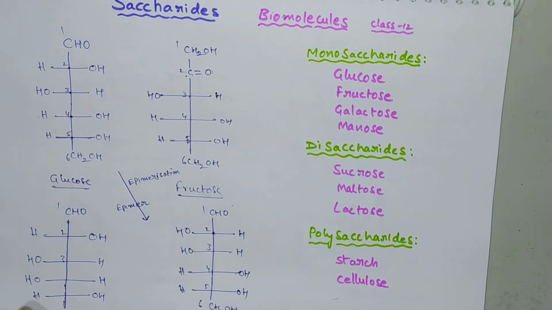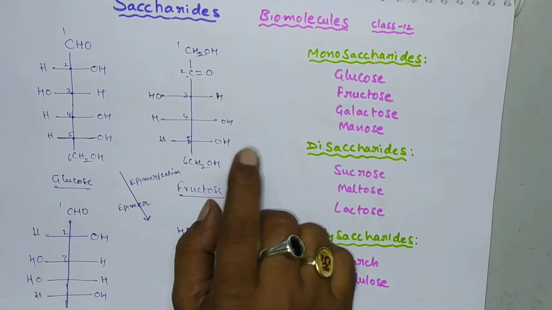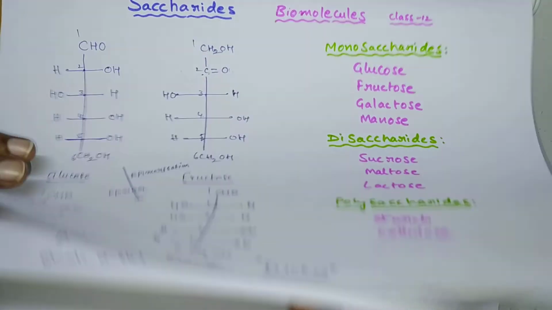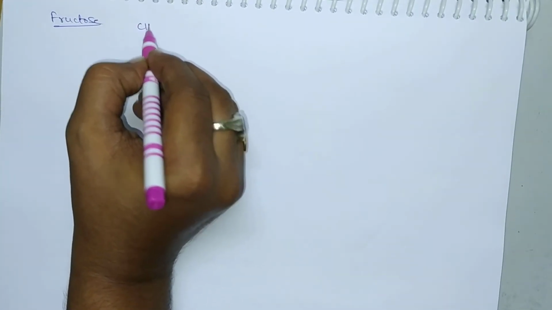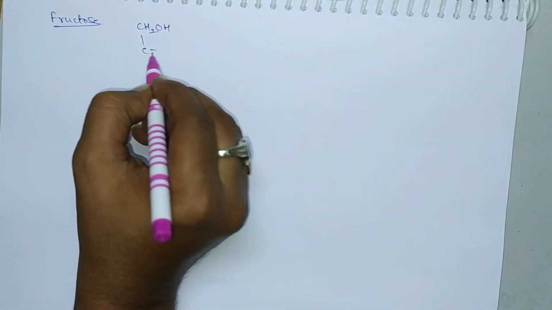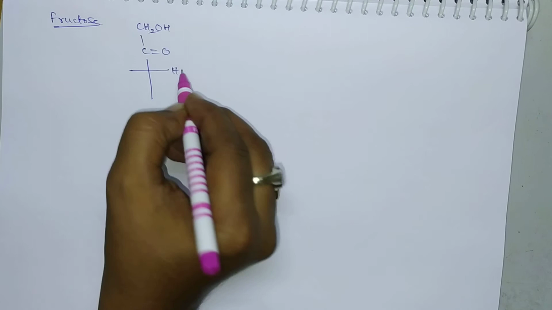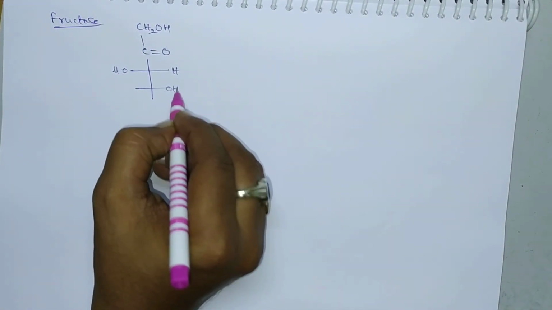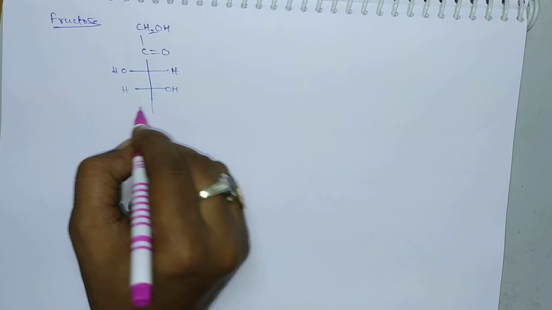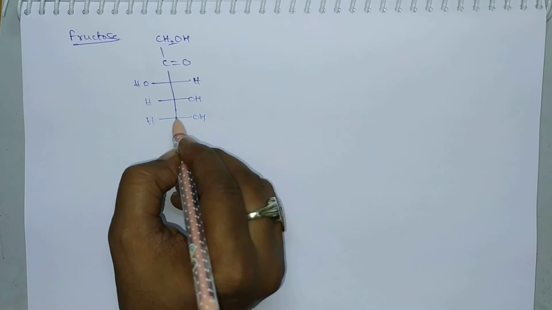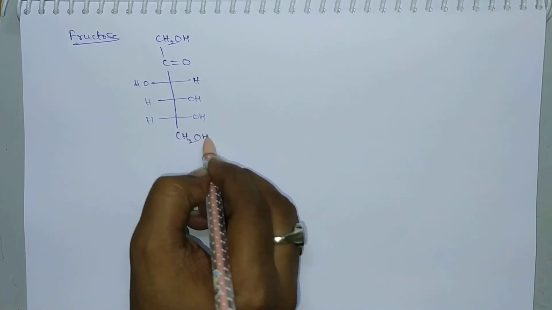Okay, so I am converting the molecule, or we can write it on the next page. So here it is fructose, CH2OH and C double bond O, the remaining is same. So like this, H and OH, H and OH, OH, H. So just like glucose, OH and H, and CH2OH.